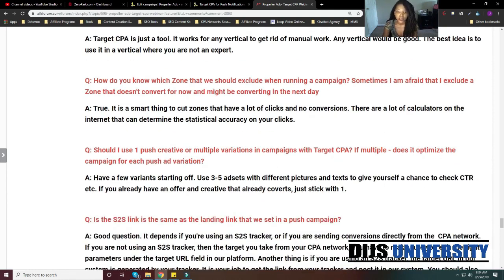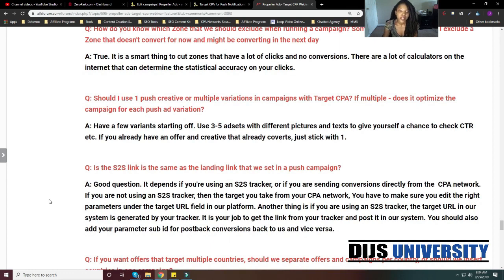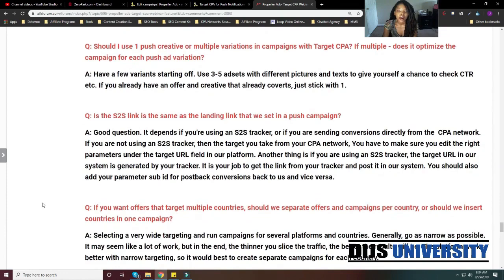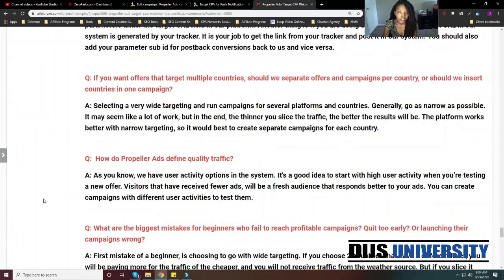Should one push creative or multiple variations in the campaign? If multiple, does it optimize the campaign for each push ad variation? So this is kind of because obviously no one understood that slide that we just read, right? So use 3 to 5 ad sets with different pictures, and once you check the click-through rate, just stick with one. So they're not going to take out the creatives. We have to enable them and disable them ourselves, but we will know how to approach that after a zone is finally excluded, once we get some data back from the target CPA algorithm. That's a tracking question.